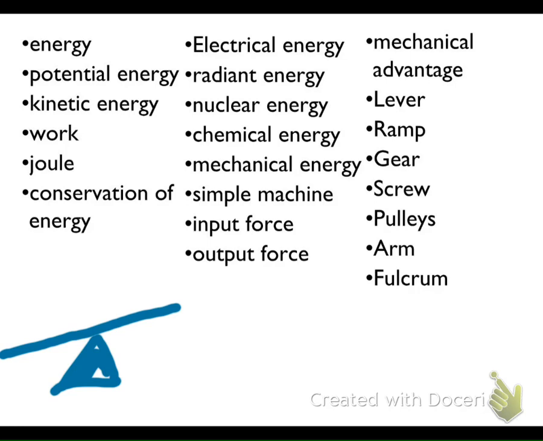Another one that people have trouble with is the joule. Joule is just like newtons. Newtons are the unit for force, correct? Joules are the units for work and energy. Okay, and we'll talk more about that in a little bit. Radiant energy is the energy of something that radiates, like the sun.